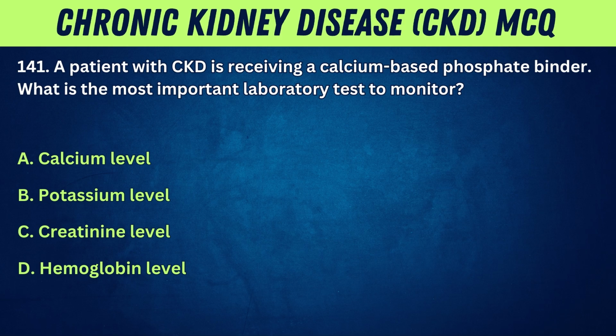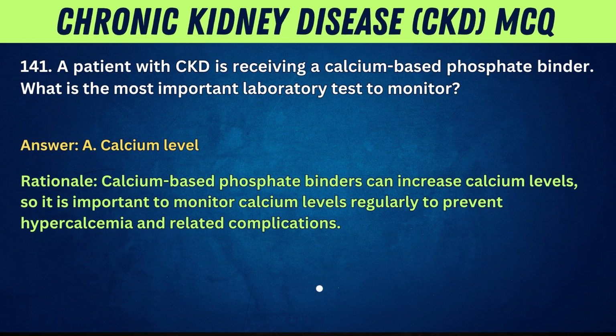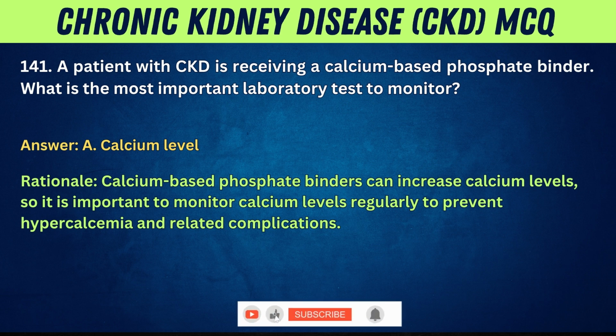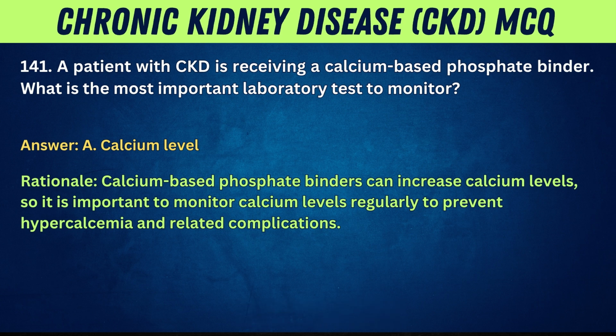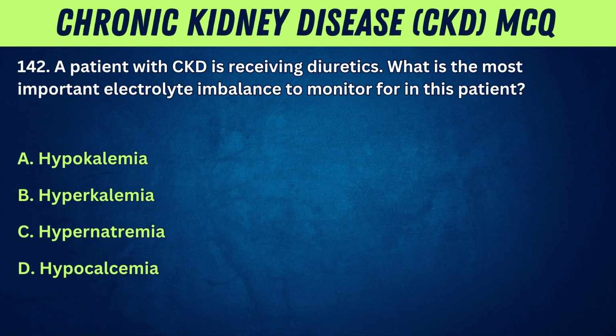141. A patient with CKD is receiving a calcium-based phosphate binder. What is the most important laboratory test to monitor? A. Calcium level. B. Potassium level. C. Creatinine level. D. Hemoglobin level. Answer: A. Calcium level. Rationale: Calcium-based phosphate binders can increase calcium levels, so it is important to monitor calcium levels regularly to prevent hypercalcemia and related complications.